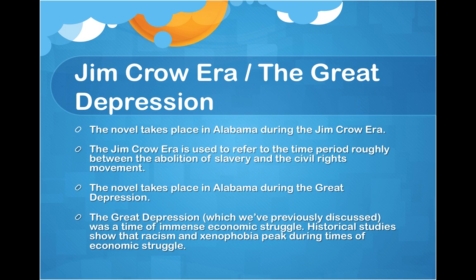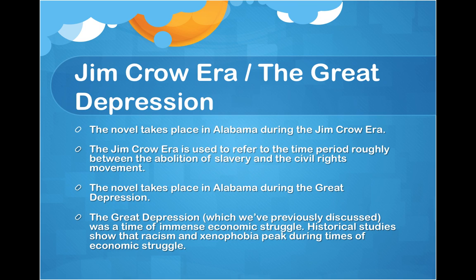The book takes place in Alabama during both the Jim Crow era and the Great Depression. These two things overlap. The Jim Crow era is used to refer to the time period roughly between the abolition of slavery and the Civil Rights Movement. So, between the time when slaves were freed and when black people were given civil rights.